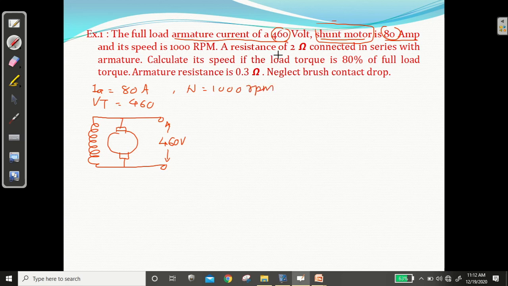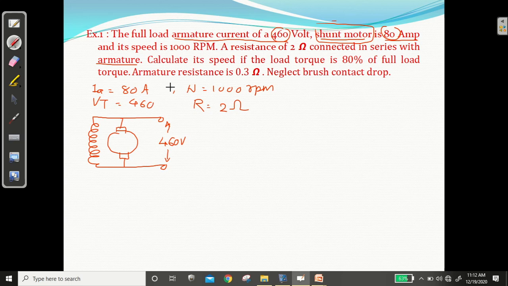A resistance of 2 ohm is in series with the armature. We are going to insert it in the second part. In the first case, we take a plain motor without any insertion, because it is an example of speed control. Additional resistance R equal to 2 ohm is connected in series with the armature. So it is a problem of armature control.